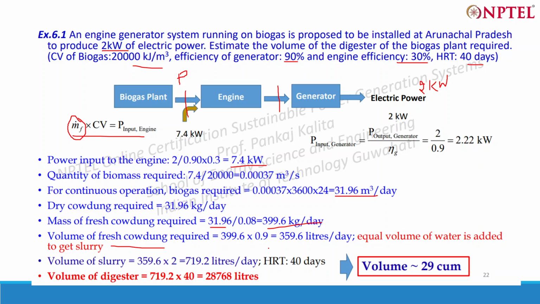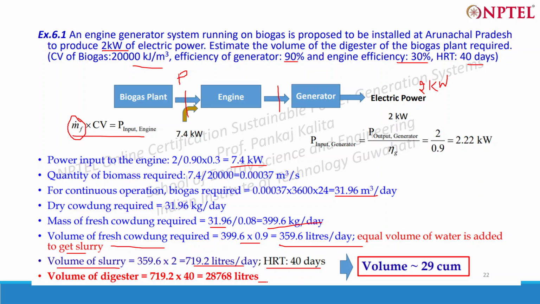So for the volume of fresh cow dung, you multiply it with the density, that is 0.9. So this much is the volume. An equal volume of water should be added to get the slurry. The volume of slurry will be this much, and then HRT is 40 days. So volume of digester will be 709.2 into 40. It is 28768 liter, and that basically means 29 meter cube volume will be required for the digester.